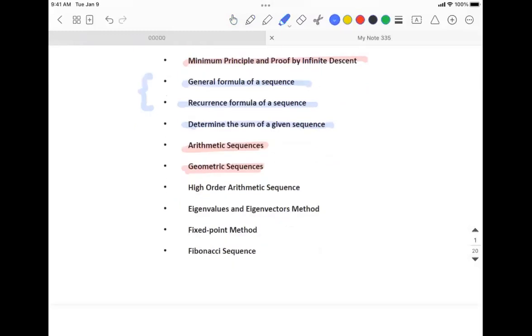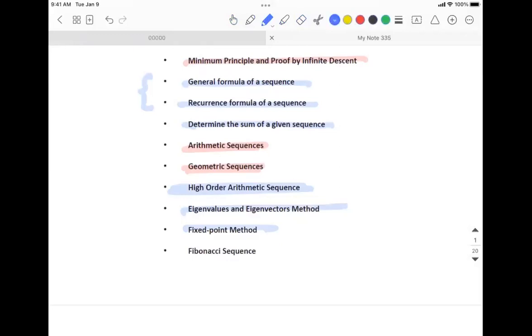And if we have some time, we're going to talk about high-order arithmetic sequences. We might also talk about some flowery sequence-related methodologies. One is the eigenvalue and eigenvector theorem. The other one is the fixed point method. These are very flowery methods that help you determine some fancy sequences, either the general formula, the recurrence formula, or even the first n-term sum.